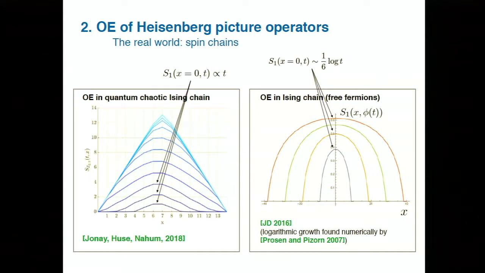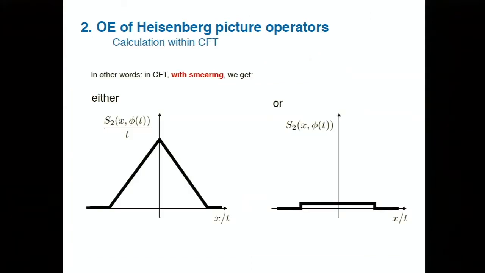Now, if you look at what happens in a real system, in a spin chain, in the case of a chaotic spin chain, which was studied by these people here, then indeed, what you see is that the operator entanglement takes the form of a pyramid, like this. It's a function of x, and it's a pyramid that grows roughly linearly in time. So that corresponds precisely to that case here.